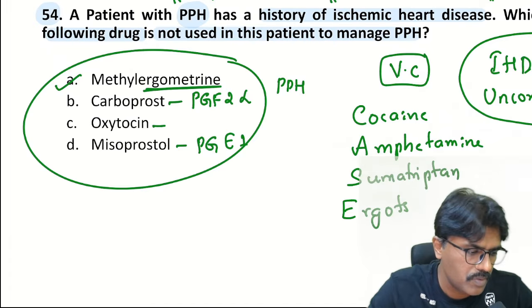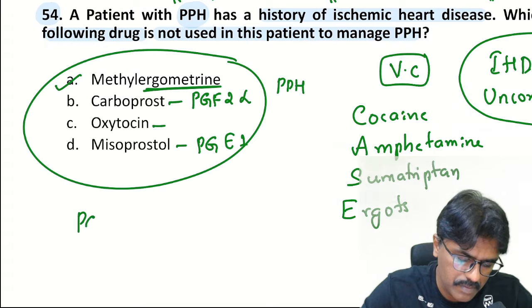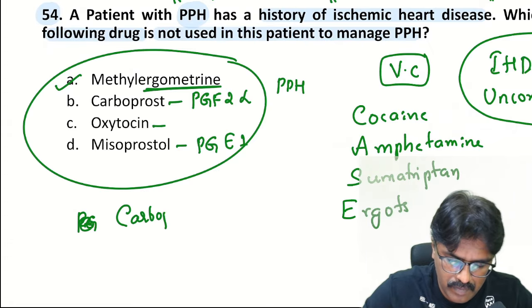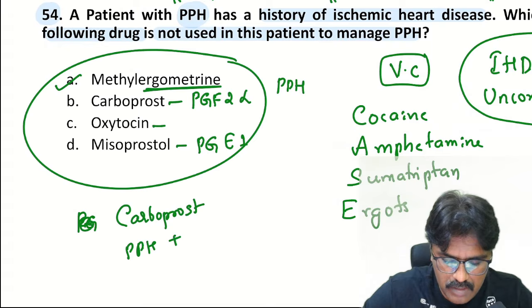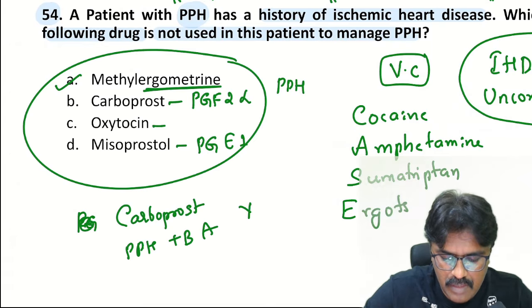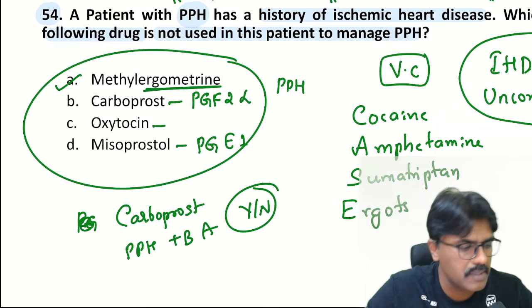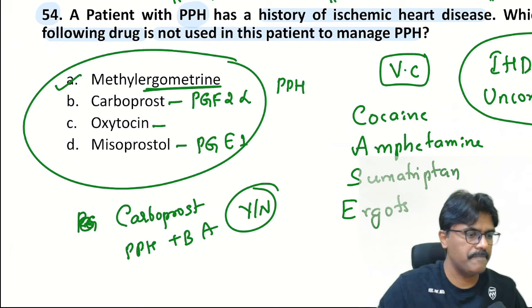Now my question to all of you, can we give carboprost if a lady is having PPH and she is asthmatic? So tell me yes or no in the comment section. Waiting for your answers.